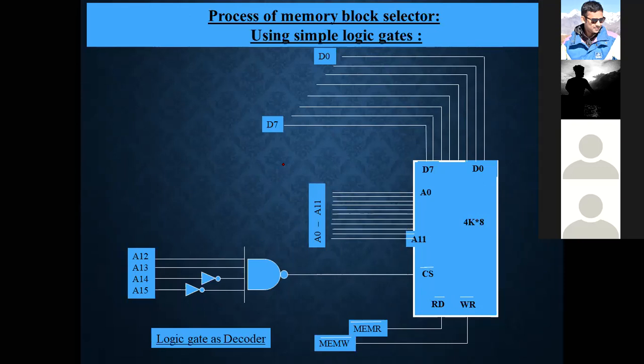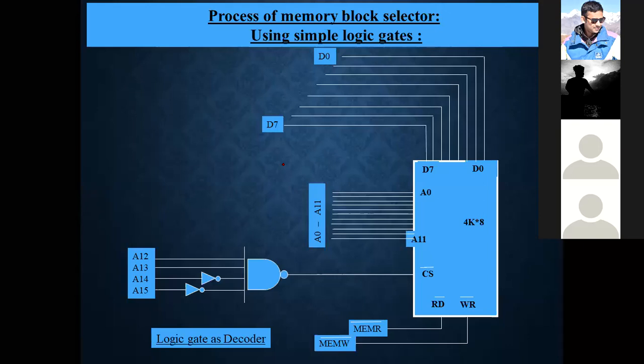Here we can see we are interfacing the microcontroller with a 4K into 8 RAM. So what is this 8? That means 8-bit data can be stored in this RAM. And 4K is the size of the RAM. So how much data can be stored in the RAM?